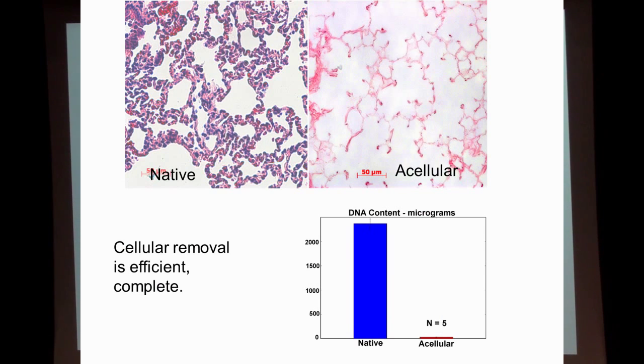So to give you a sense of what these scaffolds look like, in the upper left there's an H&E slide of a native rat lung, and then on the right a decellularized rat lung, showing that the nuclei obviously are absent. When we quantify DNA content, most of the DNA is removed in the decellularized scaffolds. Next slide.